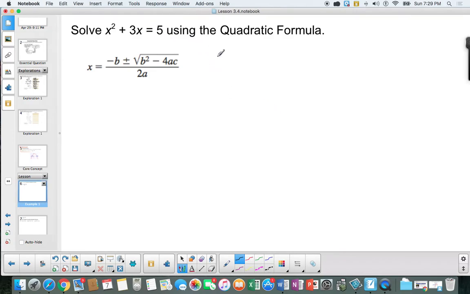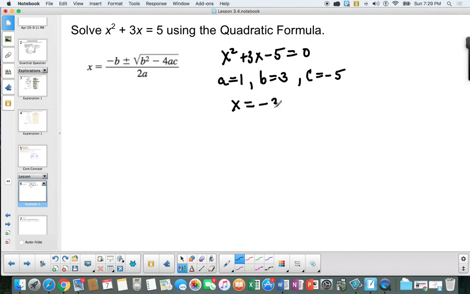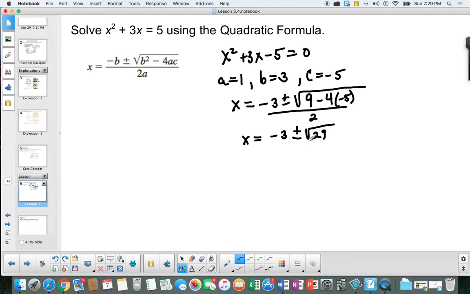You must first bring all terms to one side, so this will be x squared plus 3x minus 5 is equal to 0. Now identify your a, which is the coefficient of the x squared term, our b, which is the coefficient of the x term, and our c is our constant. So then x will be equal to the opposite of b, plus or minus, and I'm going to just do b squared in my head, minus 4, and then I'm just going to do my a and c in my head, which is negative 5, all over 2a. Now x will be negative 3 plus or minus, and this will be root 29 over 2.